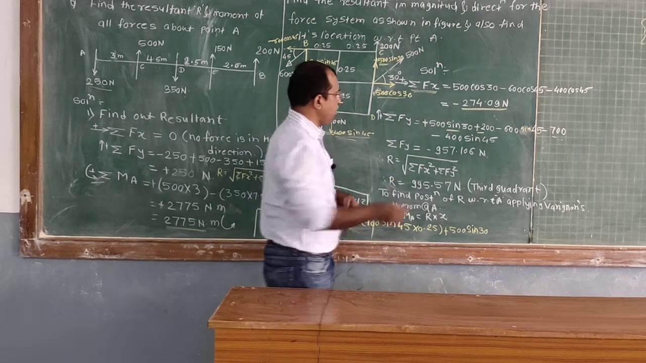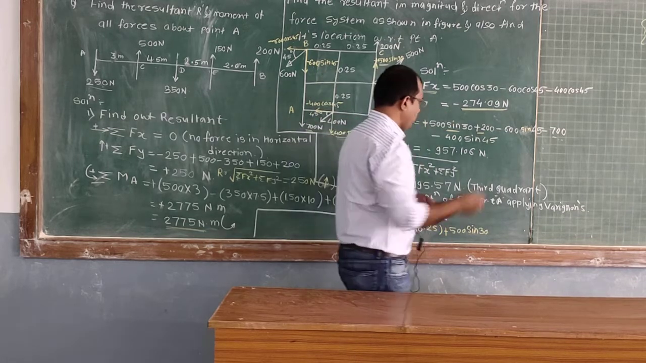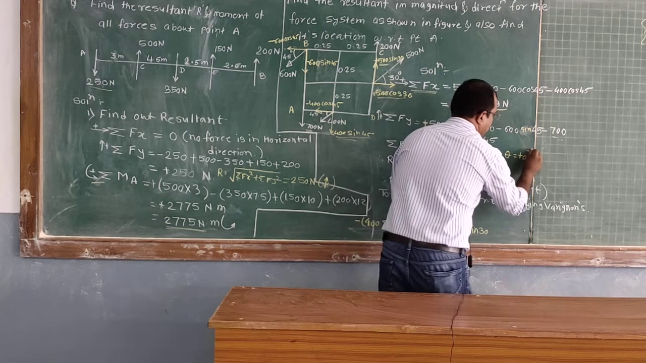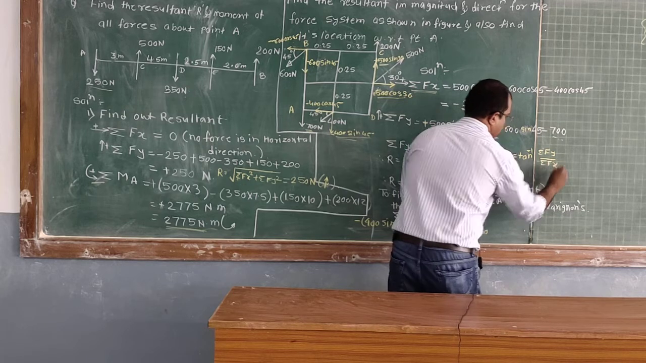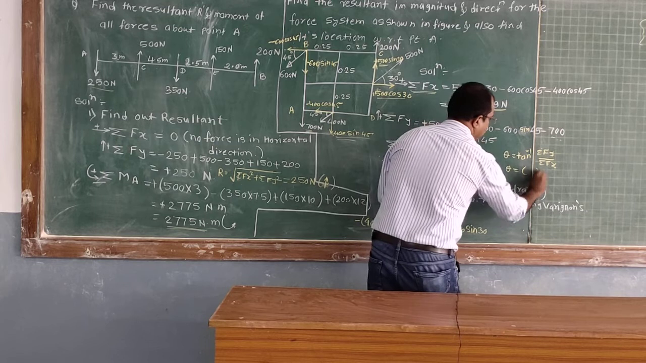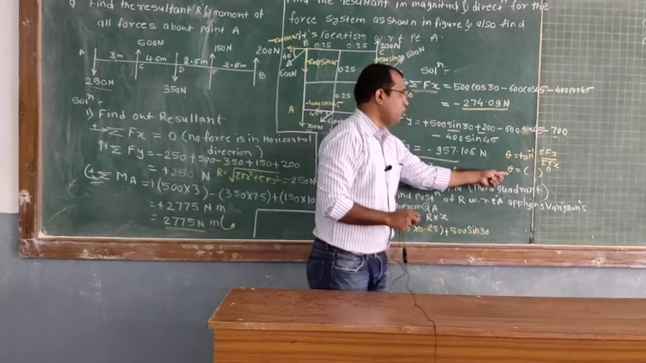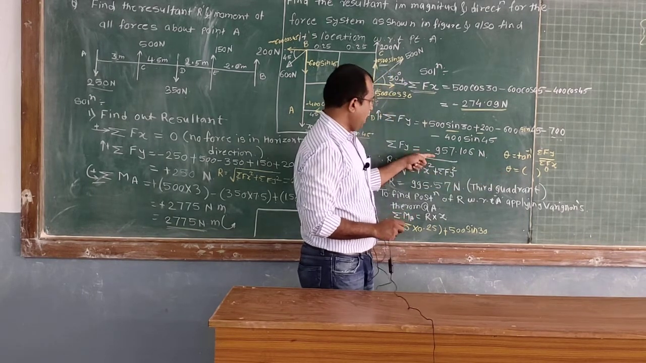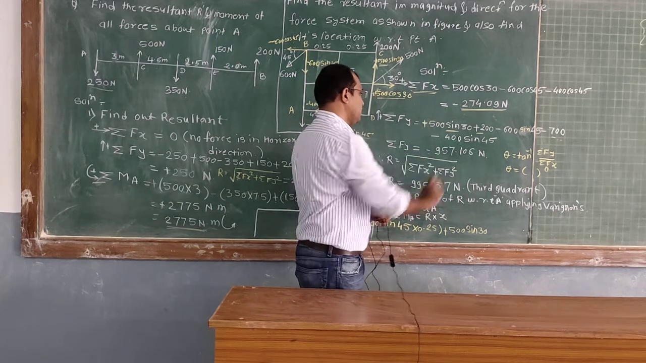Why is it in the third quadrant? Because its y component is negative and its x component is negative. In order to find its direction, we have the formula theta is equal to tan inverse of summation of Fy upon summation of Fx. Substitute the values and find the value of theta in radians. You have to solve this on your own to find its direction theta. In which quadrant? X negative, y negative, so it is in the third quadrant. So the location of this resultant is the third quadrant.